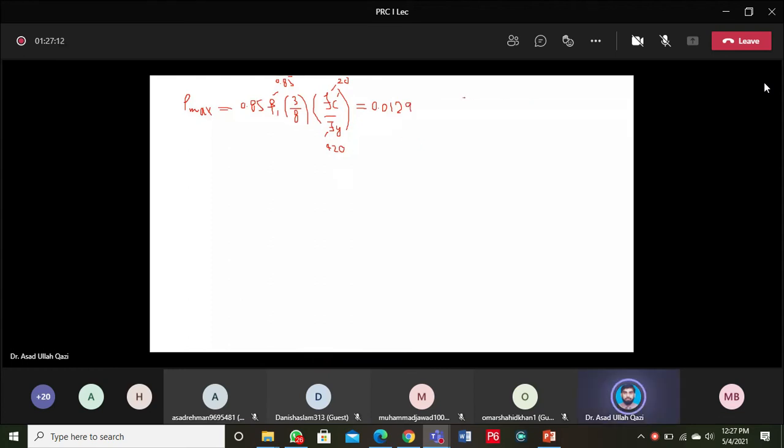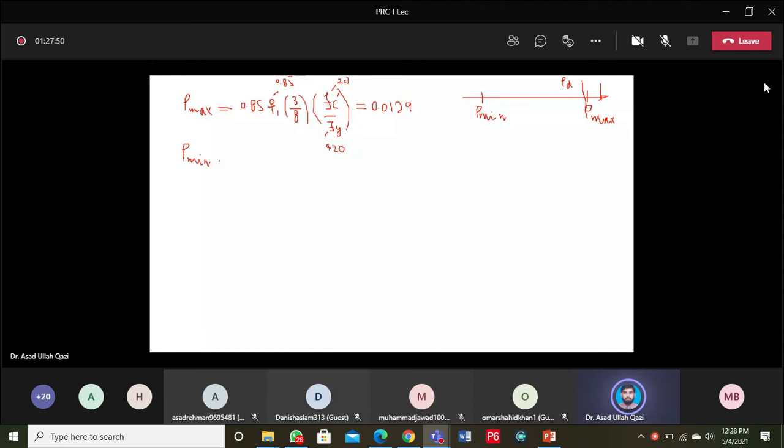Since I have selected very close to what D minimum was suggested by that equation, that is the reason my rho is very close to rho max. I may call it rho design, which is 0.0128. And now I want to check what is rho minimum. For rho minimum, we have the code proposed equations.